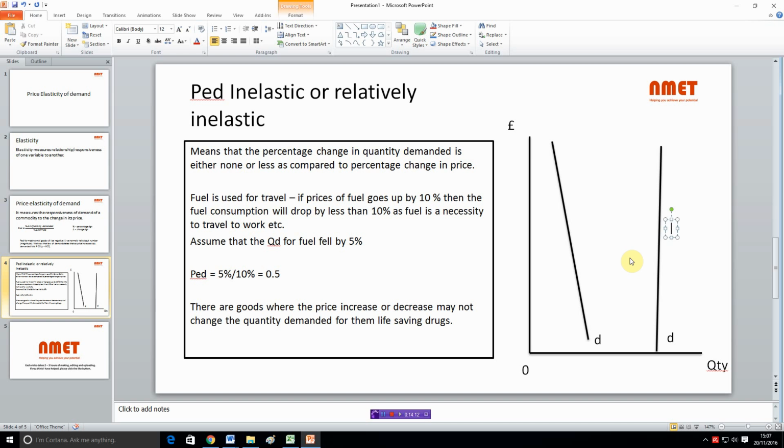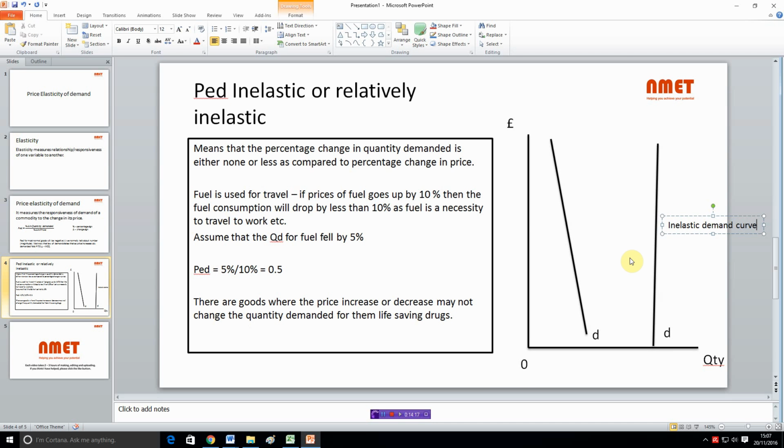So this one is your inelastic curve, and this one is the relatively inelastic demand curve. Okay. Are we happy with this?